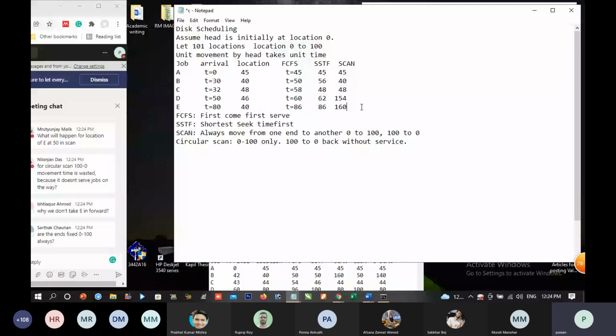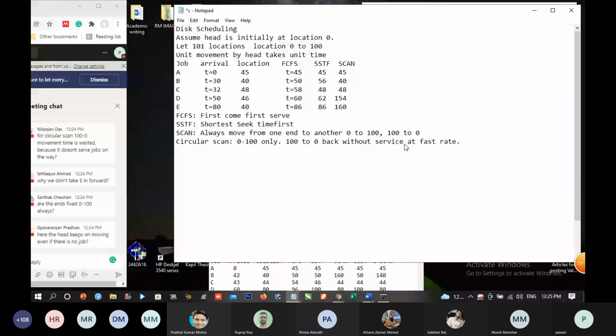Forget about circular scan. You see, when we don't have to provide service, we come back almost in zero time from one end to the other. From 0 to 100, we are providing service. And from 100 to 0, we are coming without providing service, at a very fast speed. So its time can also be taken as 0. Let us assume it takes 0 time.